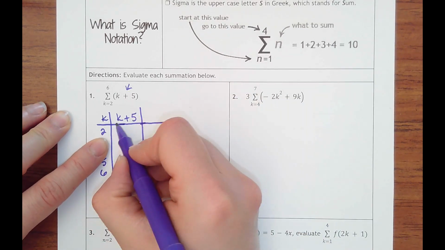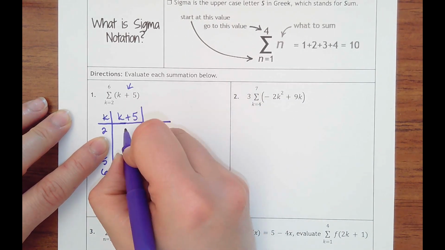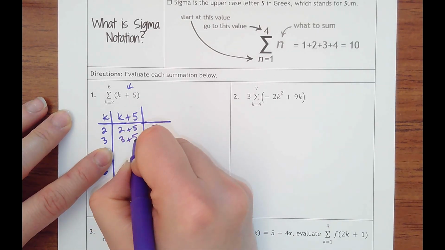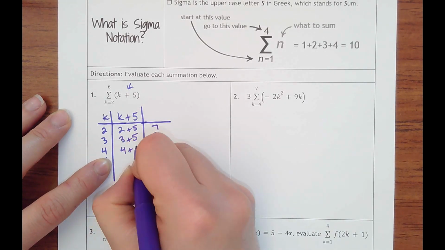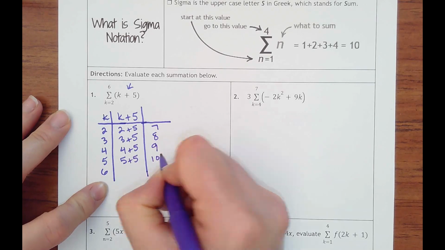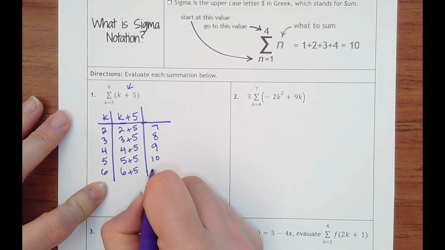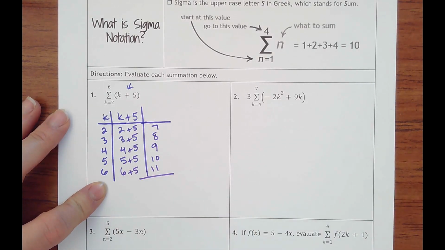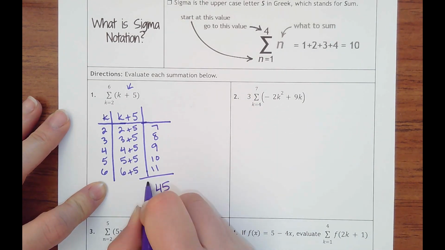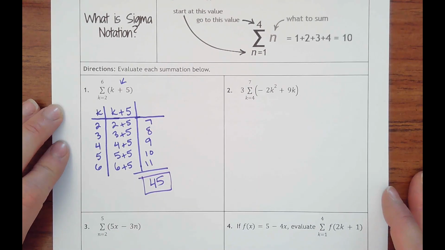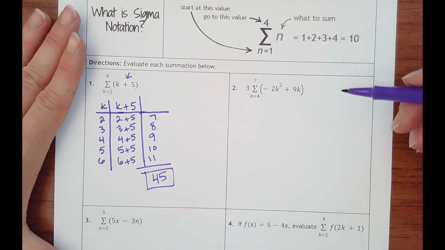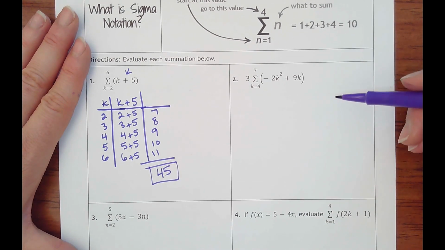So I'm going to plug in 2 for k. 2 plus 5 would be 7. 3 plus 5 would be 8. 4 plus 5 is 9. 5 plus 5 is 10. 6 plus 5 is 11. Add all those up, you get 20, 30, 45. That was an easy one. That was actually something that should have been from Algebra 2, but I know that I personally have never gotten to it. It's usually at the end of the year, and there's just not enough time.